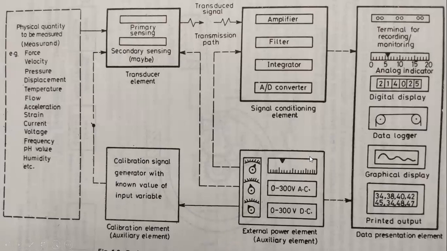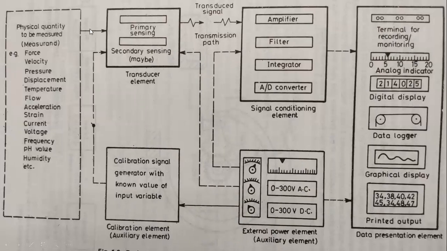Then an external power supply may be required for a calibration element, or it may also be required for a transducer element, a signal conditioning element, or a printed data presentation element. For some mechanical devices, you may not require the external power element. That is the reason why this is called an auxiliary element. Then in many systems, you also have a feedback element in terms of control systems.